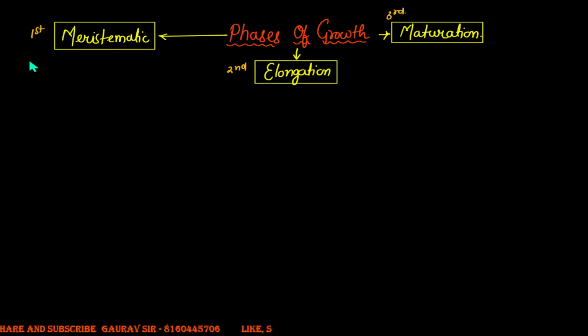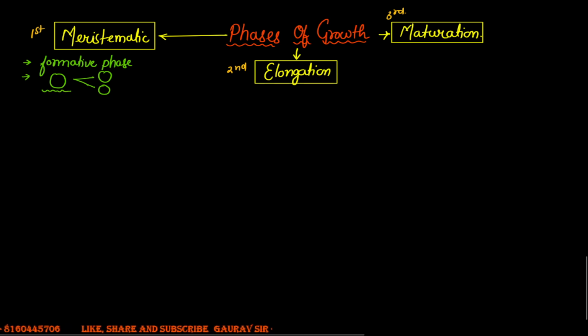The first phase is called the meristematic phase. It is also known as the formative phase. What happens during this phase is that the cells of the meristem will divide and add new cells in the structure of the plant along the length of the plant, in fact. The parent cells of the meristem and these newly formed cells are different, right? They have different structures.